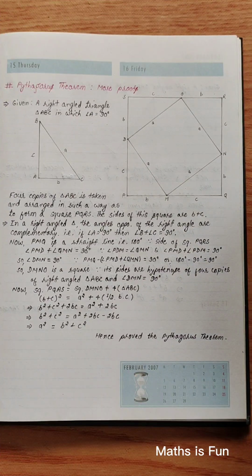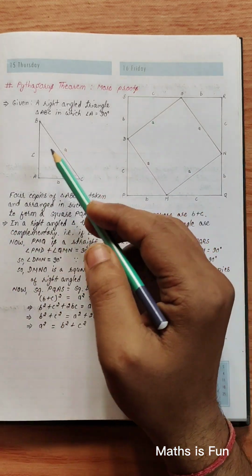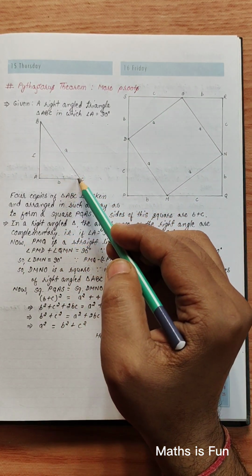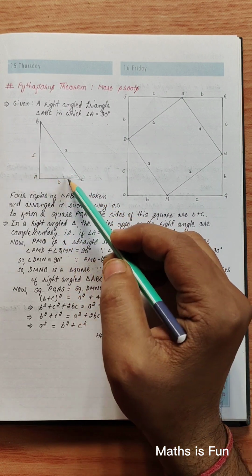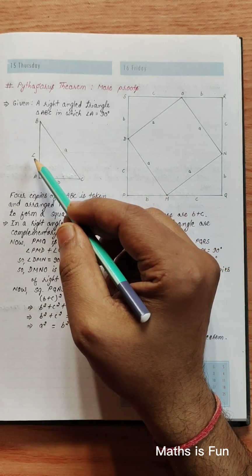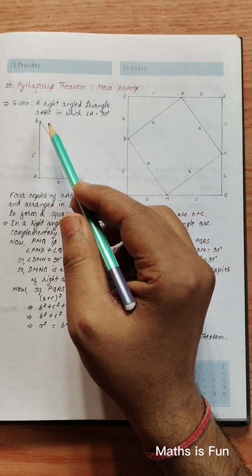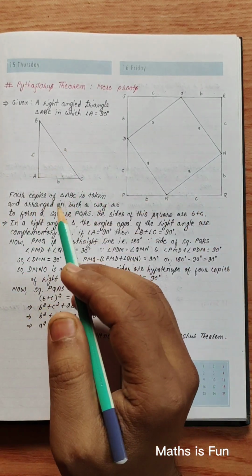Let's go back to what Pythagoras said. Pythagoras said that the square described on the hypotenuse is equal to the sum of the squares described on the other two sides. That means a square equals b square plus c square. We are given a right angle triangle ABC in which angle A is 90 degree. So how are we going to prove it?